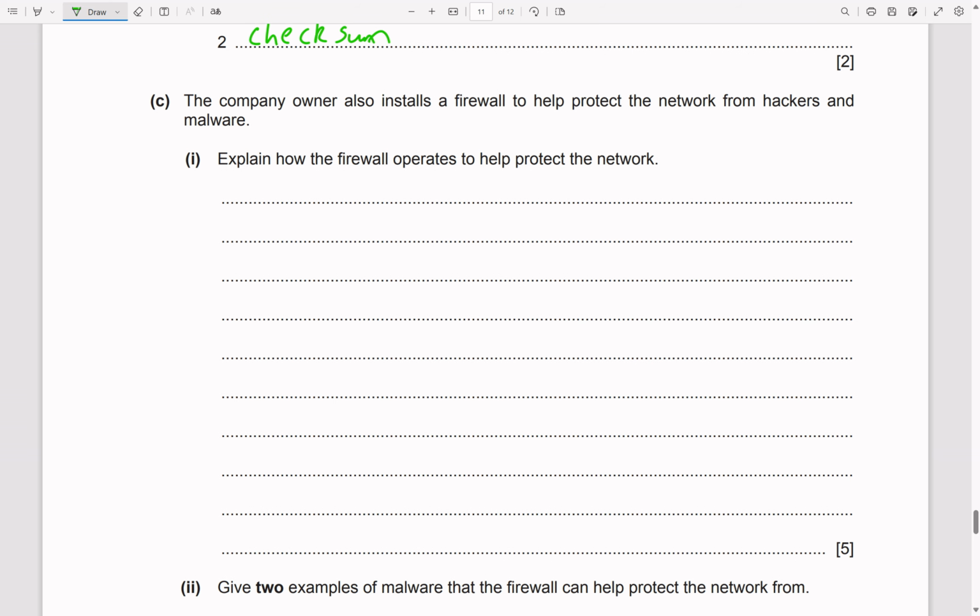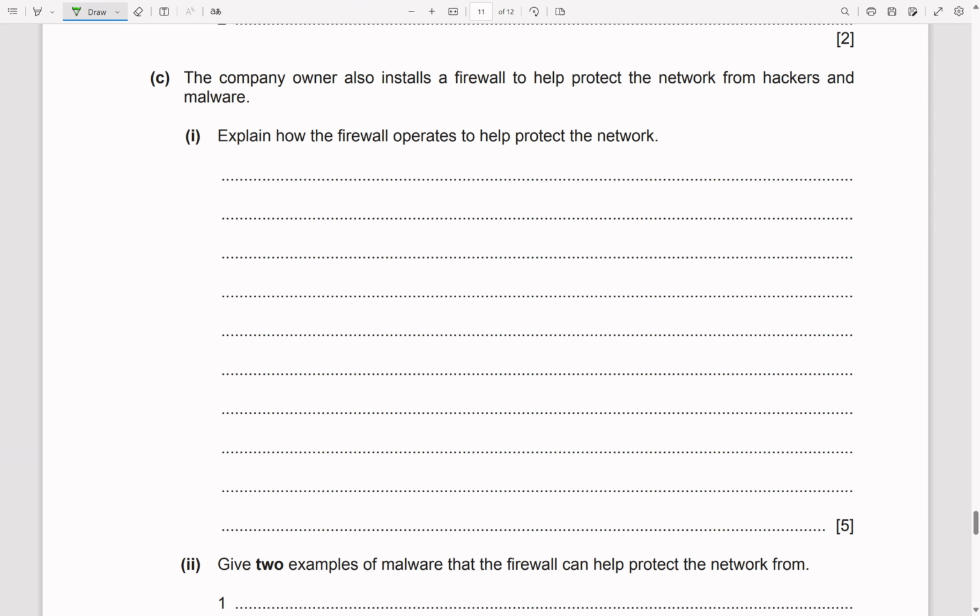The next one: the company owner also installs a firewall to help protect the network from hackers and malware. Explain how the firewall operates to help protect the network.